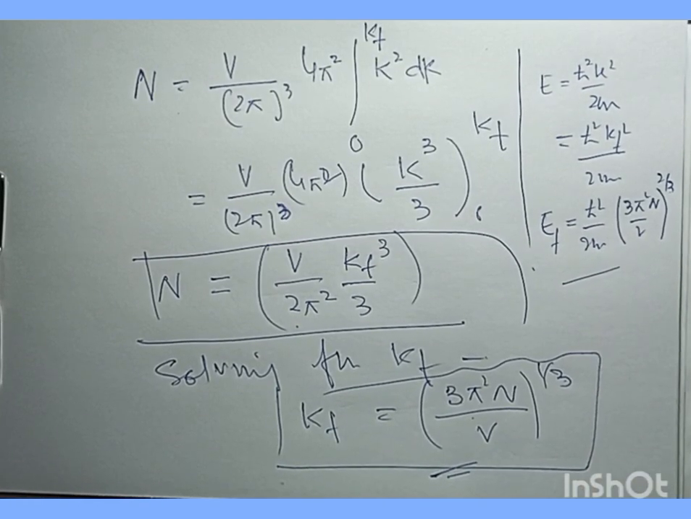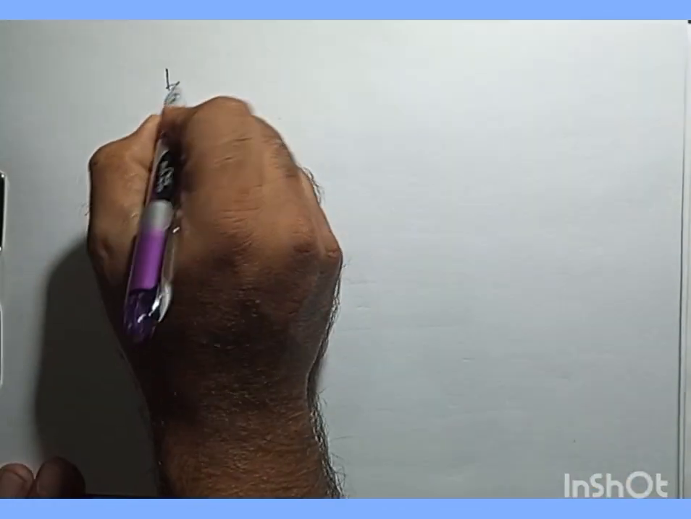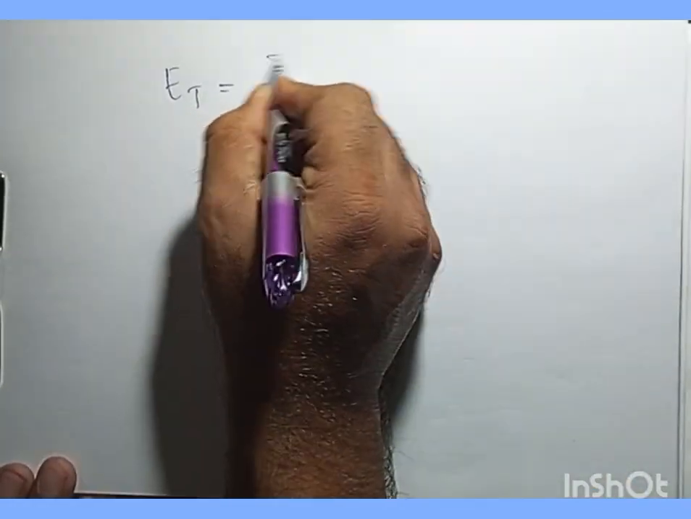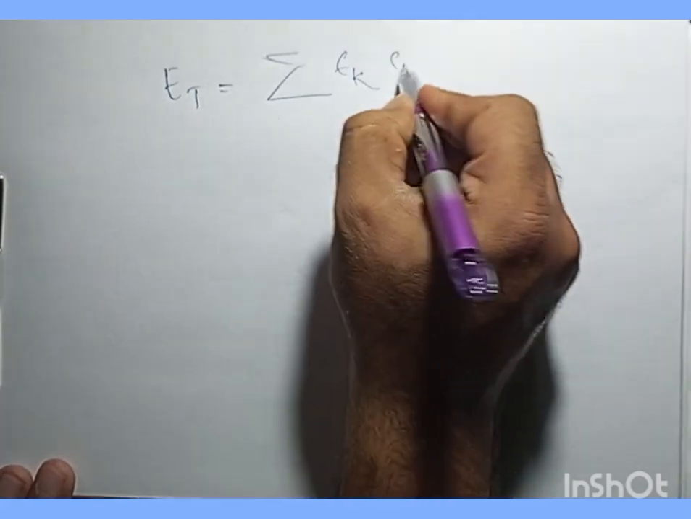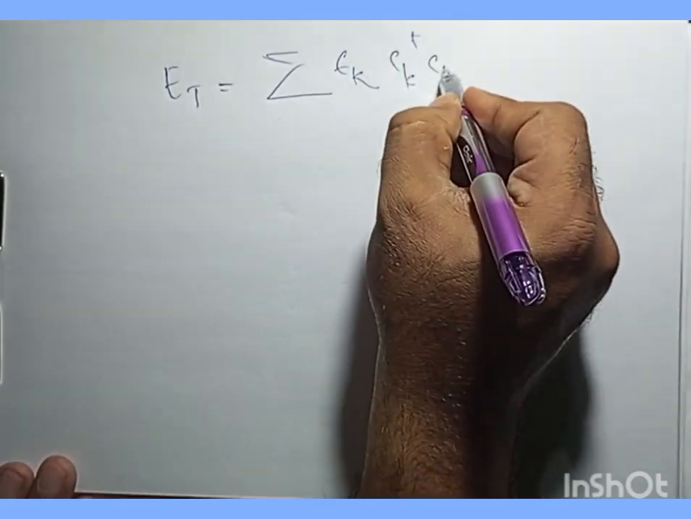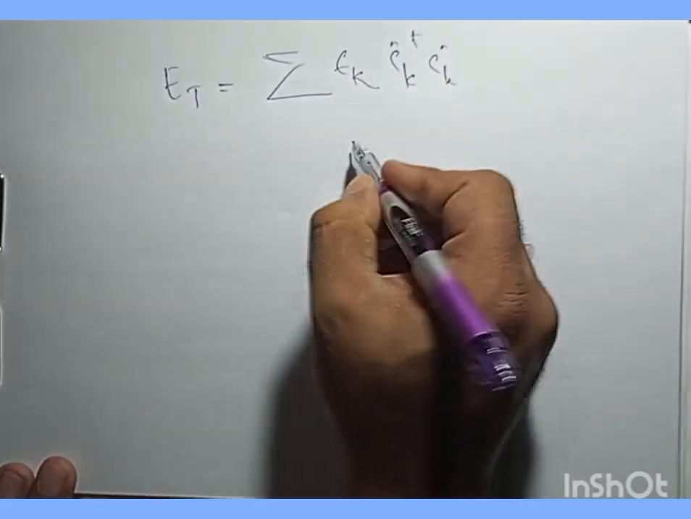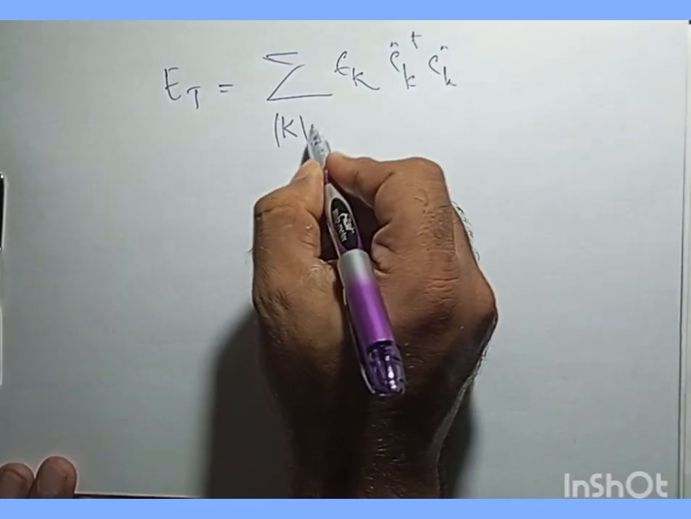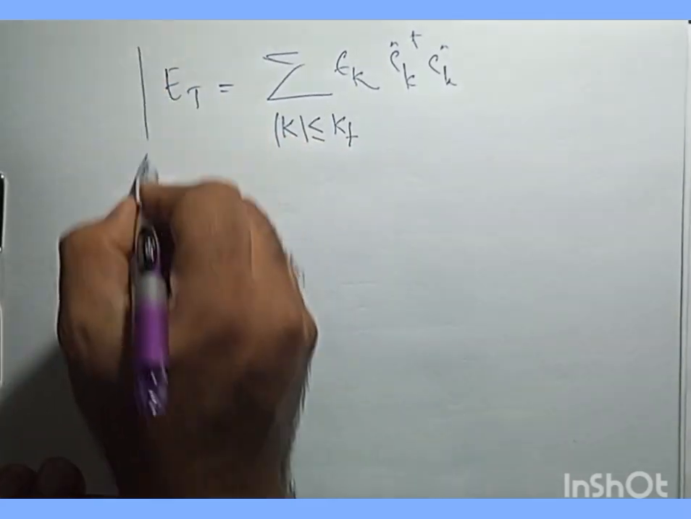And the total energy of the fermion gas is the sum of all the energies. And in second quantization, how do we write that? We write that as E total. That will be the sum over k of E_k, c_k dagger, c_k, for the magnitude of k less than or equal to kF.